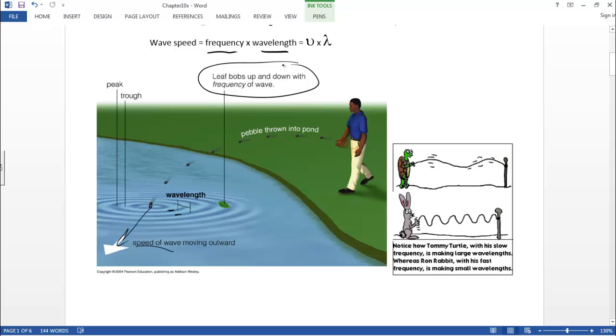Now, frequency and wavelength are interconnected. Here's a turtle moving very slowly, so it's a very low frequency, and that causes large waves. So the wavelength is really big. The rabbit here is vibrating much more quickly, so the frequency is higher, more vibrations per second. That causes smaller wavelengths. So frequency and wavelengths are oftentimes opposites.